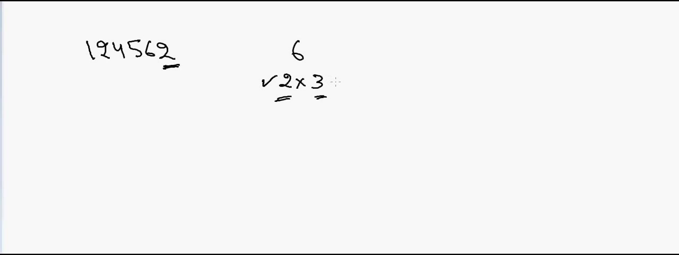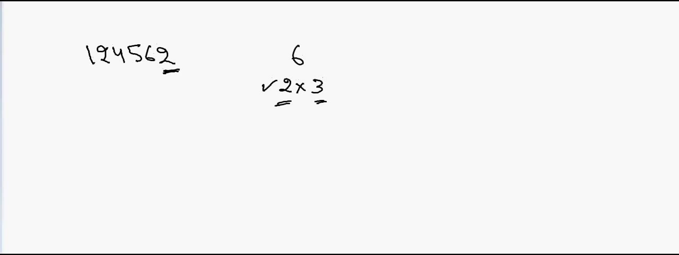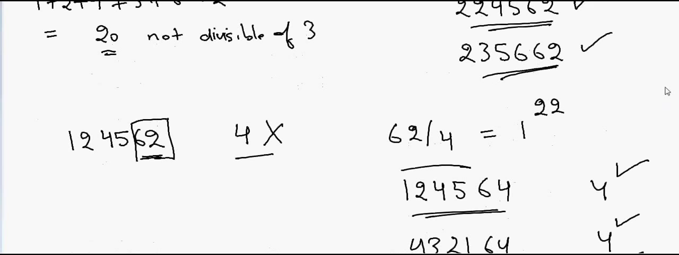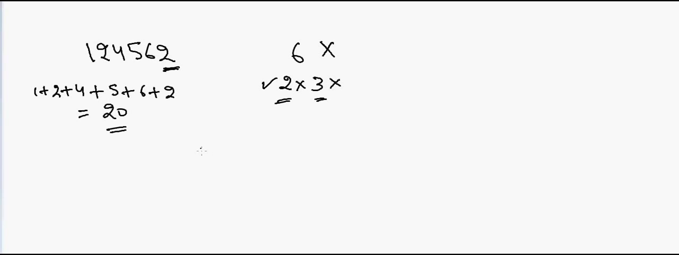But we did the test before and we found out that the sum, if I go back here, was 20. So if I add all these numbers together, 1 plus 2 plus 4 plus 5 plus 6 plus 2 was 20, and 20 is not divisible by 3. So this is not divisible by 3, and that's why this number should not be evenly divided by 6. But how can we modify this?